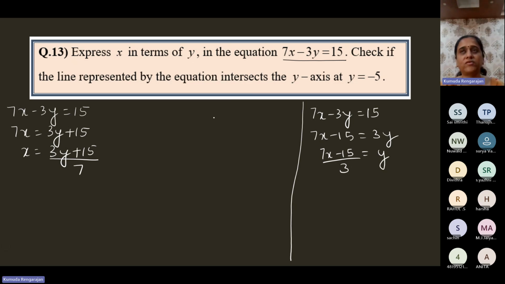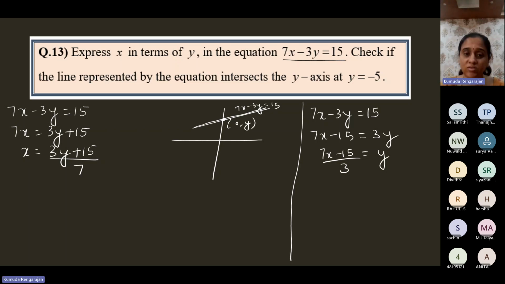So if the graph intersects the y-axis, then how will the coordinates look like? Now supposing this is that line, 7x minus 3y is equal to 15. Now this line, say it intersects the y-axis here. Now any point on the y-axis is of the form (0, y). That is, x is always 0 on the y-axis.